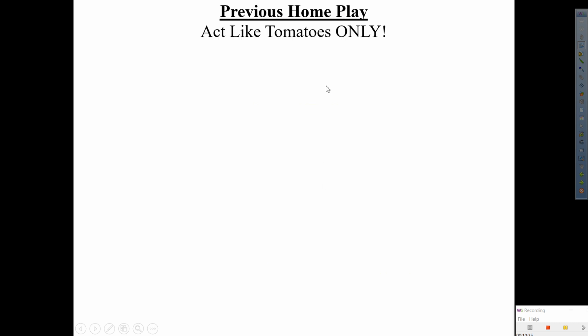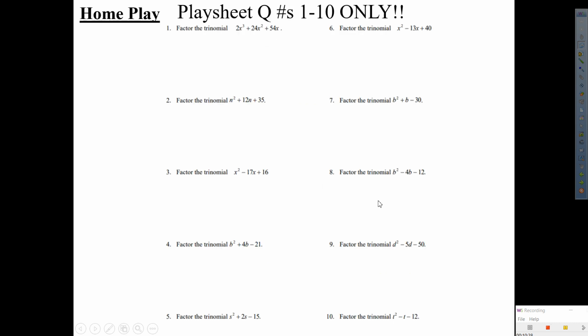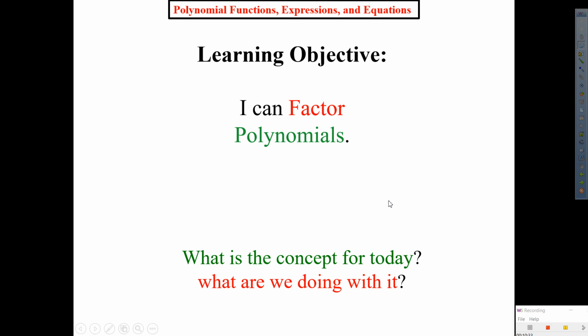All right. So yesterday, act like tomatoes. Tonight's home play, only 10 problems. There they are. Yes? Beautiful. All right, here we go. Get a Cornell note ready. You don't need a Fair model today. Our objective for today, I can factor polynomials.